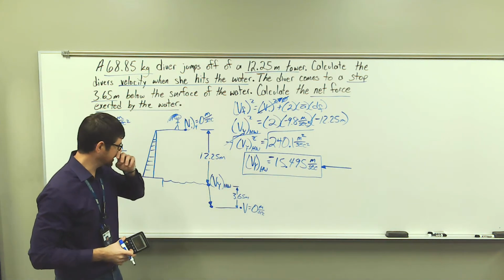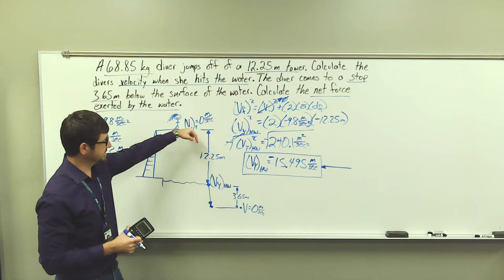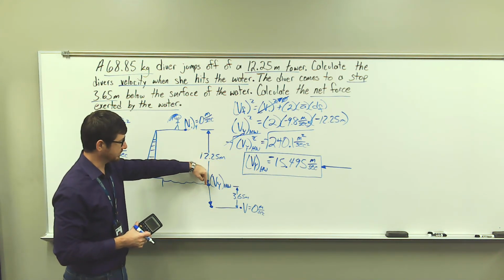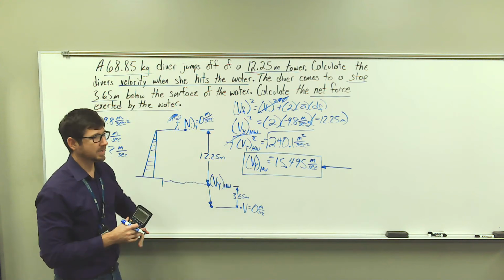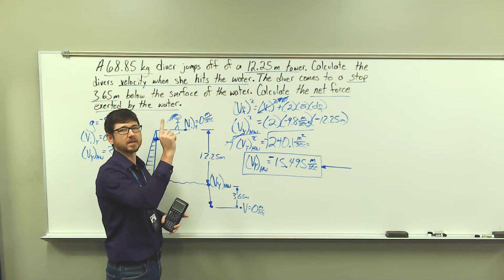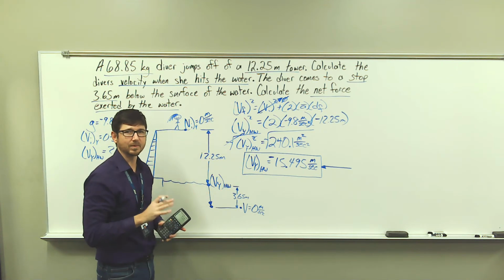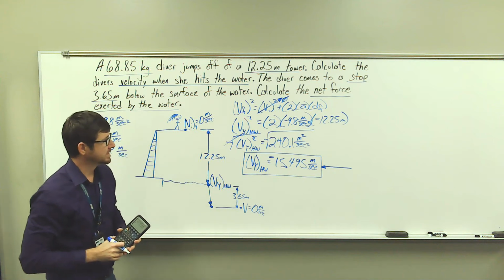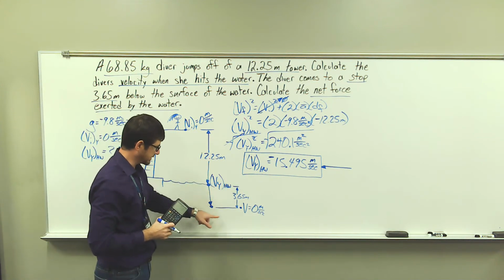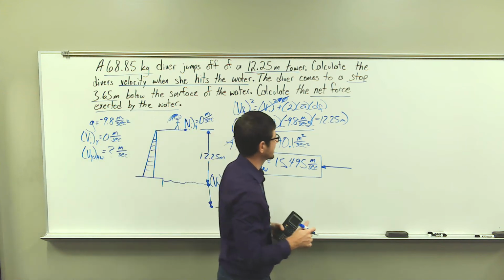Next, we need to calculate the net force applied by the water. So she is traveling in a negative y direction when she hits the water, but the water is going to apply a force in the positive y direction to bring her to a stop. Okay? So what I want to do is draw the second half of this problem. I'm going to draw a diagram over here.